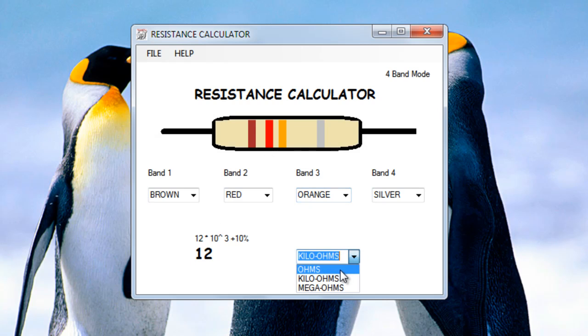You can change the unit from here, it is 12,000 ohms or 0.012 mega ohms. I'll switch it to kilo ohm. Let's see one more example.